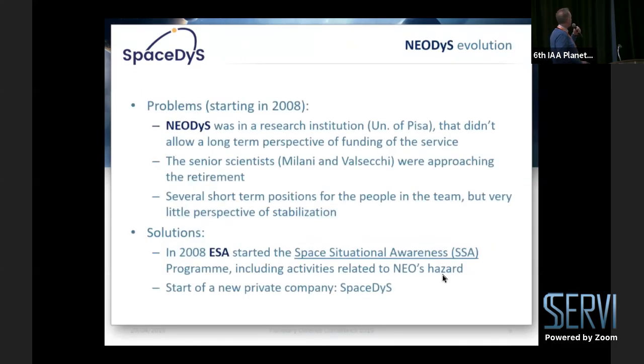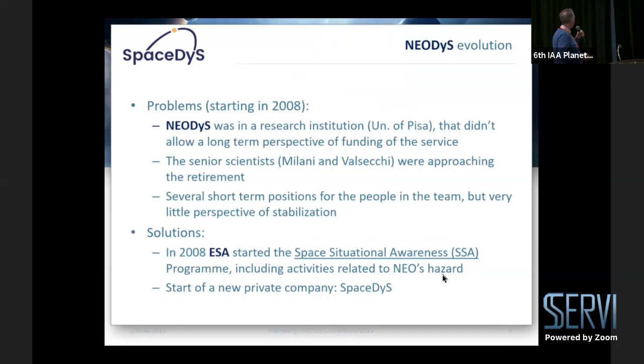The problem: starting in 2008, our team realized that it was a team inside a university, and as you know, inside a university it is very difficult to have long-term funding for this kind of service. The senior scientists like Andrea Milani and Giovanni Valsecchi were approaching retirement, so they were worried that all the work they did over 20, 30, 40 years was going to disappear. And the team, of which I was part at that time, didn't have permanent positions. We were all under short-term positions, and the perspective of stabilization inside the research entity in Italy was very, very difficult.